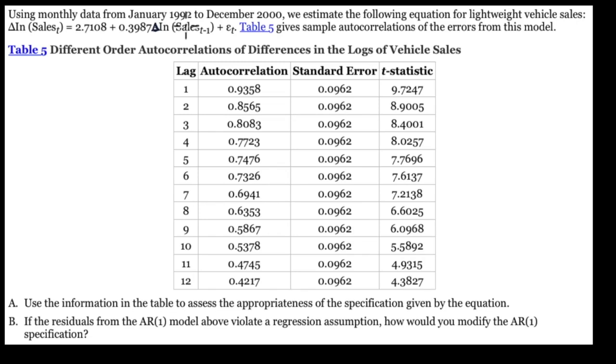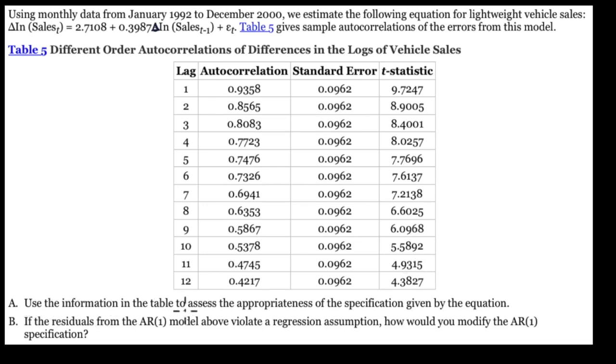Question 13. Using monthly data from January 92 to December 2000, we estimate the following equation for lightweight vehicle sales, and this is the equation that we've estimated. Table 5 gives sample autocorrelations of the errors from this model. We have 12 lags, the autocorrelation, standard error, and the t-statistic. What jumps out at you here? Look at those t-statistics. I don't think we even need to calculate a critical value. These are all significant. We have autocorrelation, most definitely. So let's see what we have.